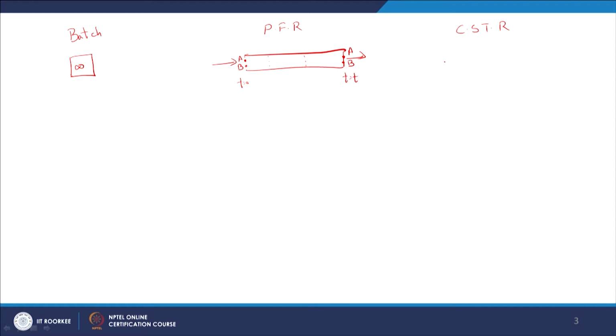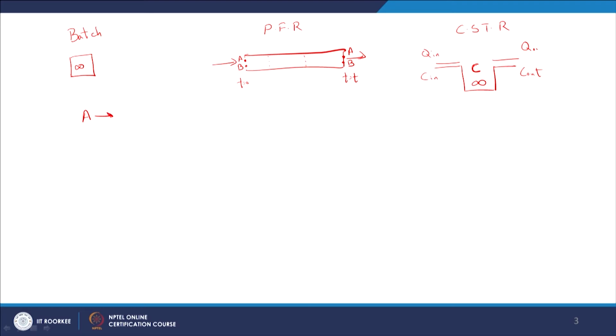And CSTR, obviously we have flow coming in, we have flow going out, and we have continuous mixing here and the concentration of the relevant compound here. And I believe we looked at the relevant derivations, so we are not going to go into that in detail. And then I believe we started talking about a particular example.